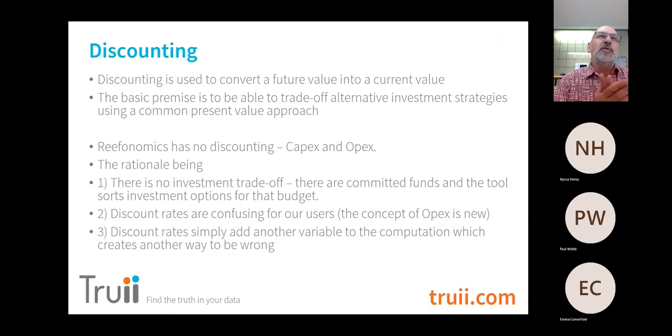Now, there's a discussion we need to have about discounting. Fundamentally, discounting is used to convert a future value into a current value. The basic premise of using discounting is to be able to trade off alternative investment strategies using a common present value dollar figure.